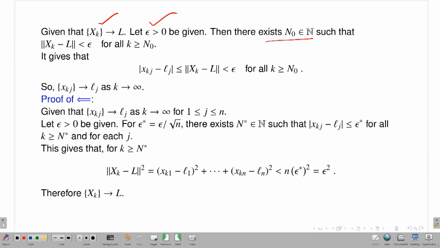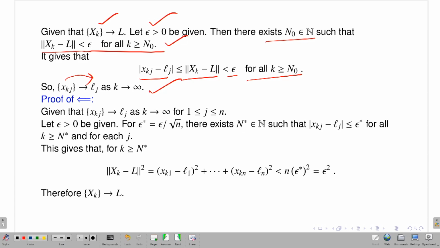So, look, given Xk converges to L, suppose epsilon is positive given. Therefore, there exists an n naught belonging to capital N, this is given, that means norm of Xk minus L is less than epsilon for all k greater or equal to n naught. Because of the inequality I have proved in my last slide, this is less or equal to this, therefore less than epsilon for all k greater or equal to n naught, and this is nothing but the definition that this sequence converges to Lj as k approaches infinity.